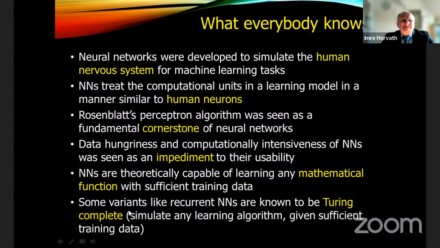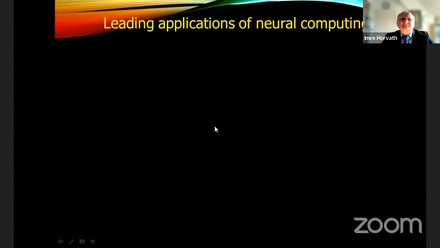Some variants of neural networks, like recurrent neural networks, are known to be Turing complete, able to simulate any learning algorithm given sufficient training data. But I have to mention here that, for instance, the major achievement with recurrent neural networks is that they also use so-called pseudo layers in order to amplify their operation.